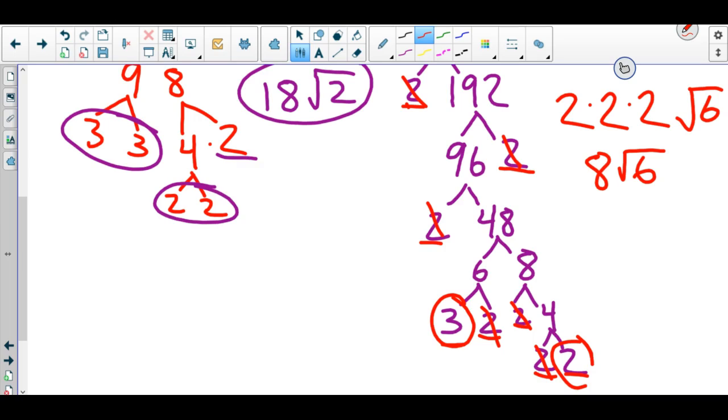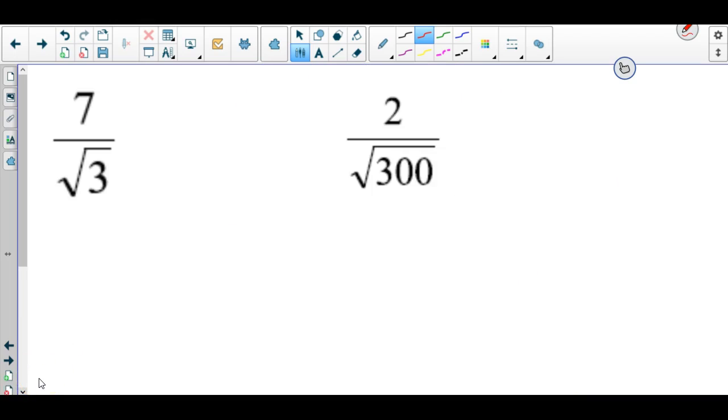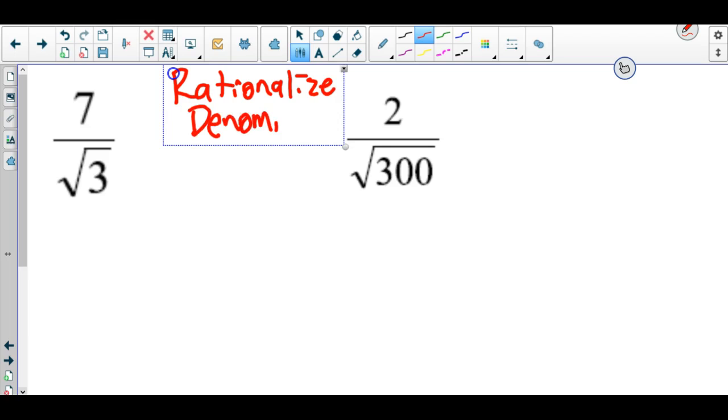Where's my mouse? Pause it. How do I pause it? There we go. All right, the next part here we have rationalizing the denominator. Rationalize the denominator.